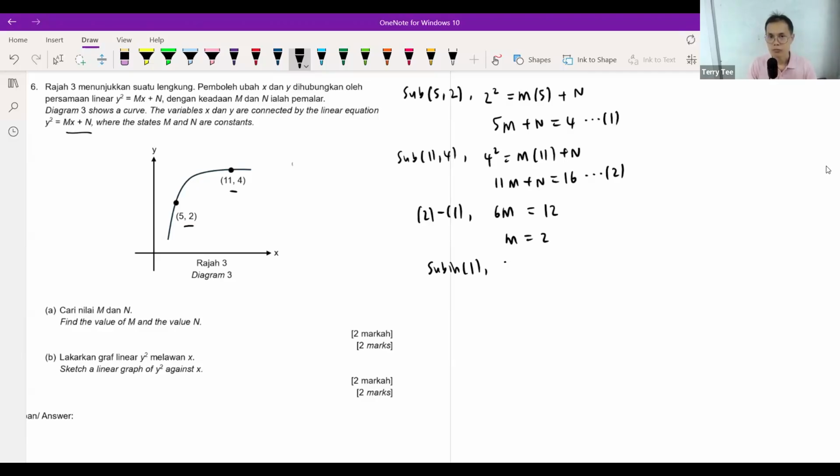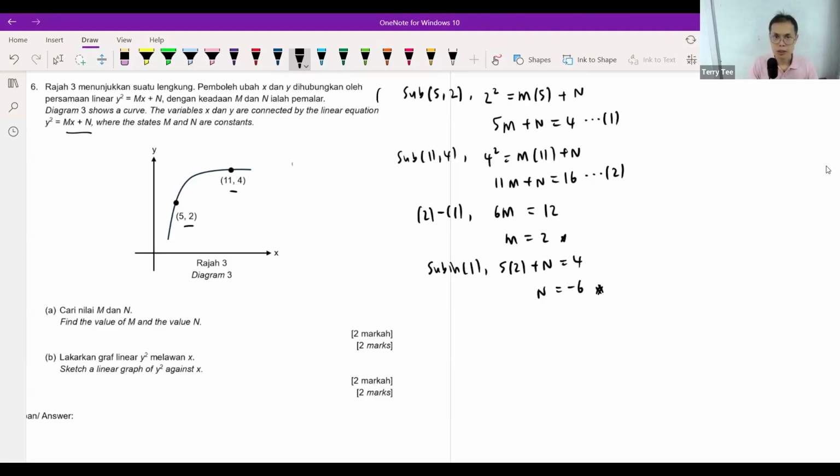Then you sub inside equation 1 to find your n. Your m is 2. Your n here, n is 4 minus 10, n is negative 6. So guys, you got your m and n already. Now, with that, we're going to sketch the graph of y squared against x.